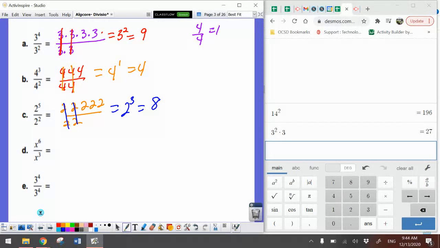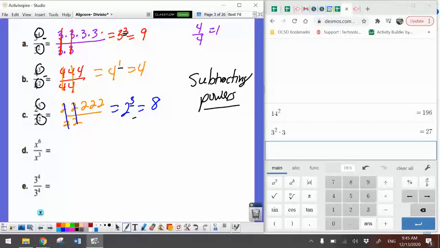So do you see a pattern going on? Hopefully you're noticing that 4 minus 2 is 2, and 3 minus 2 is 1, and 5 minus 2 is 3. So what we're actually doing is we're subtracting powers. Okay, we're subtracting powers, and that's how we're coming up with what's left. Okay, and it does make a difference in terms of where the bigger number is.